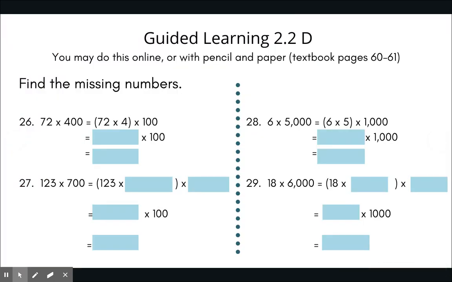Go ahead and pause the video and try this strategy with your guided learning problems on pages 60 to 61. Remember, when you see parts that have parentheses like these, you're doing that multiplication first before you multiply what you get by 100.